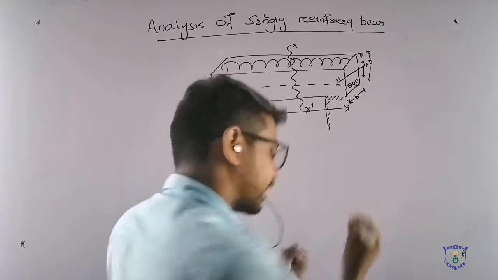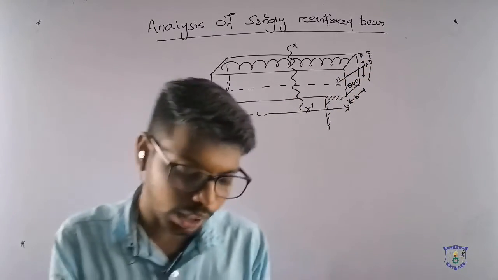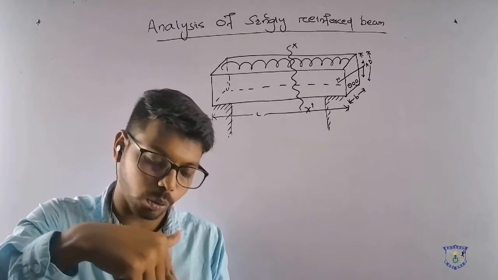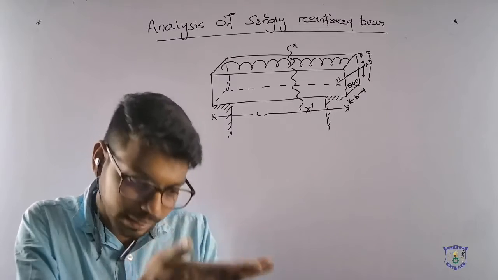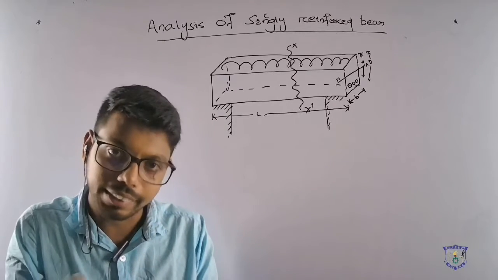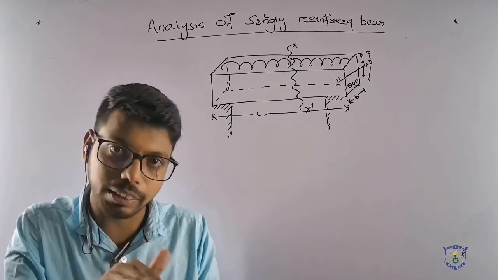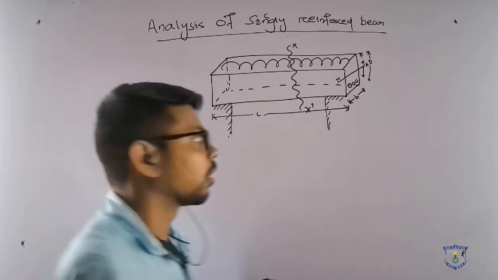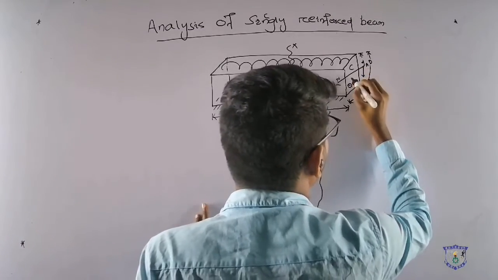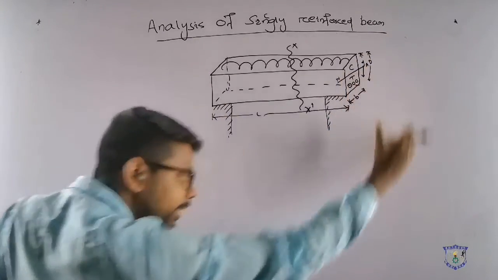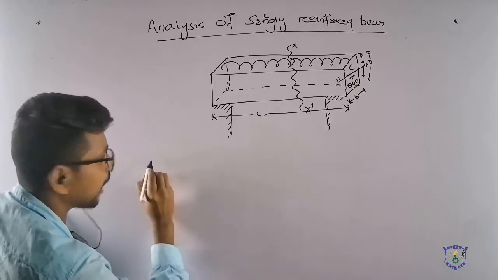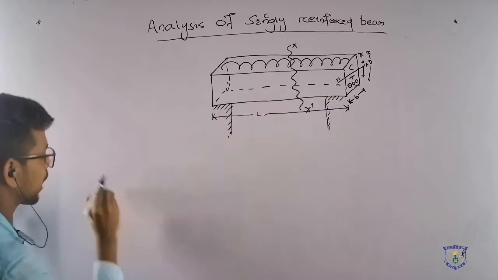Above the neutral axis, if I apply a load over this beam, then what is happening? It bends. Then the lower portion is known as the tension zone and the upper portion is known as the compression zone. This is the compressive force developed and the tension force. If I cut the section, it will look like this way.